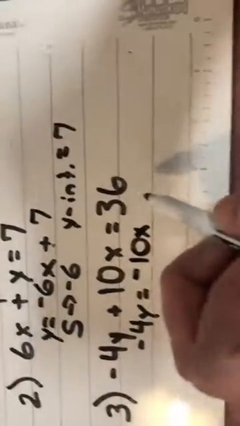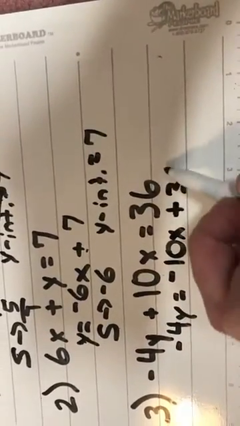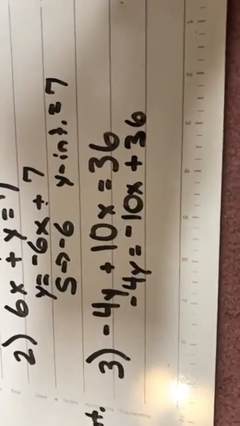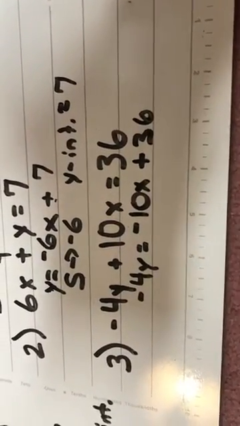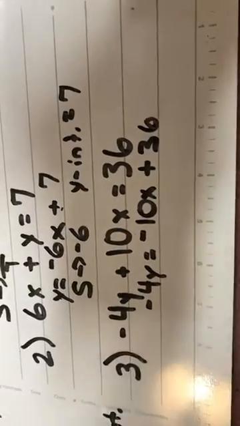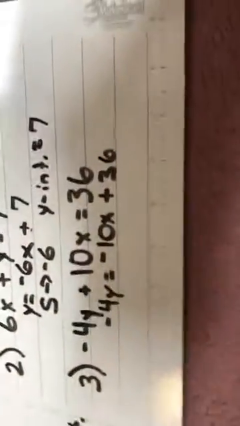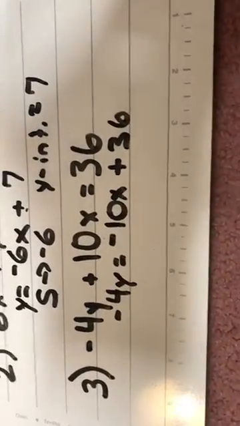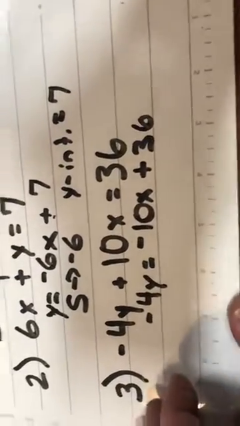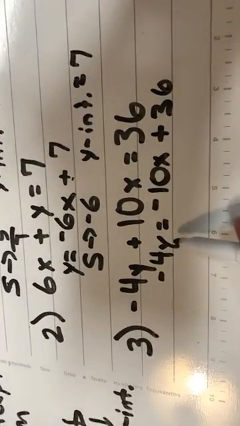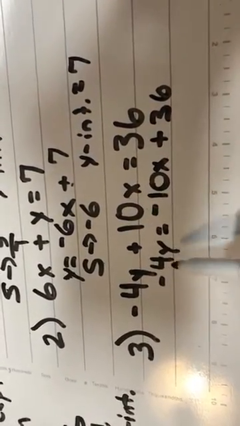And then I'm going to add the 36. Now some of you might think, good job, Mr. Swack, now that's in slope-intercept form. Wrong. That is not in slope-intercept form. Slope-intercept form requires y to be by itself. In negative 4y equals negative 10x plus 36, y is not by itself. It is connected with a negative 4. I need to isolate y.